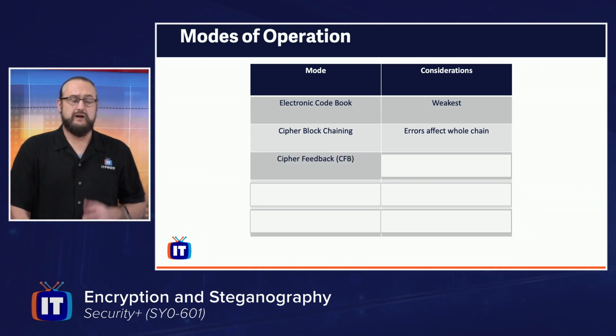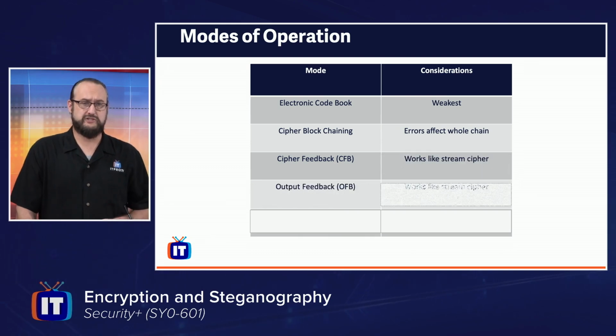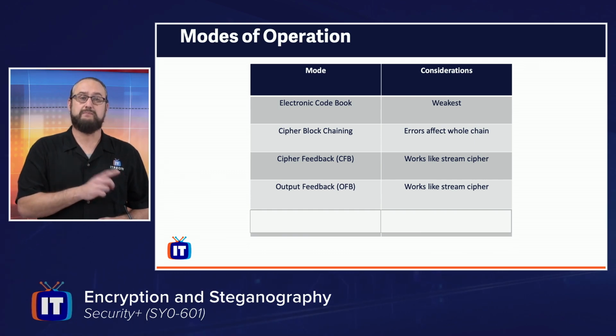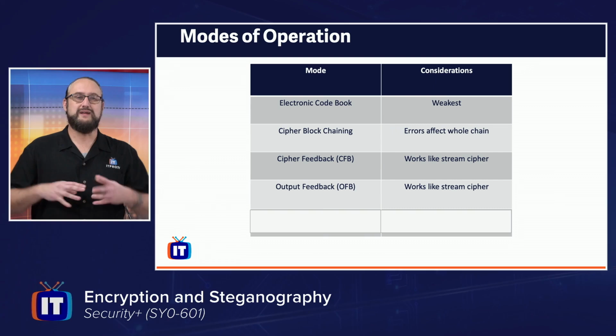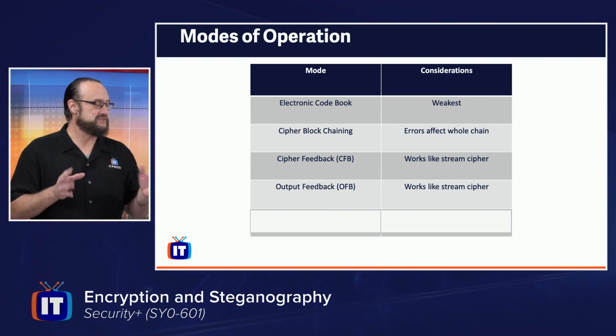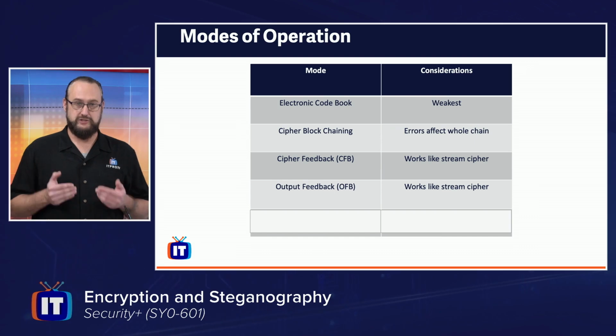Now, there's another one here, and actually, let me just tell you about these next two, because what I want you to understand is that cipher feedback and output feedback really allow a block cipher to function a little bit like a stream cipher in general.